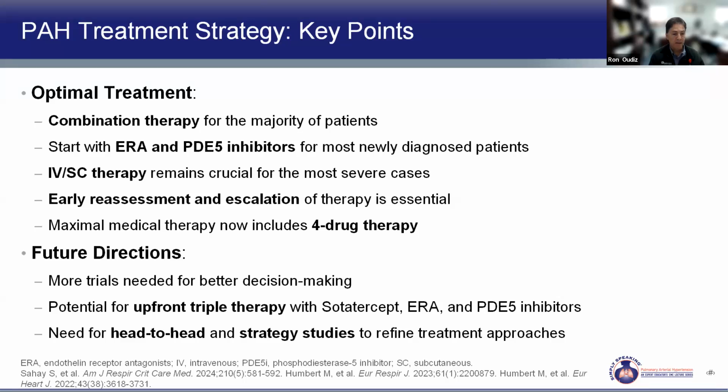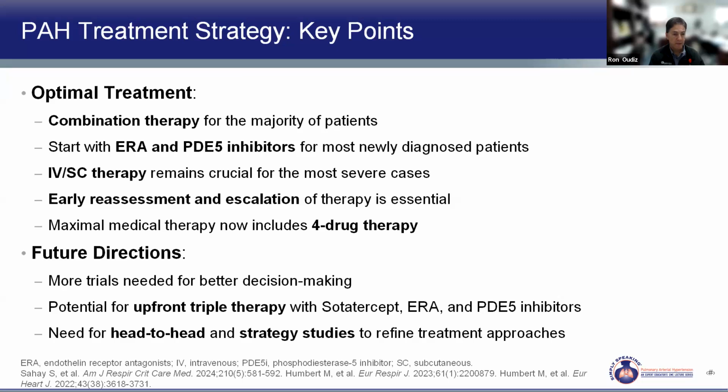We don't have a lot of data for an ASI as initial therapy. That's why we're starting with 2 oral therapies, but treatment strategies are emerging. There's potential for upfront triple therapy that includes sotatercept at the beginning.